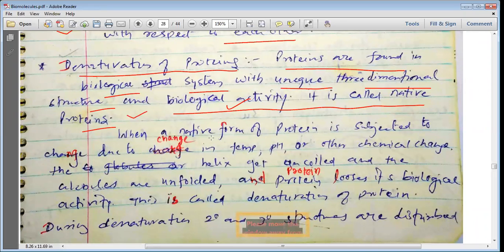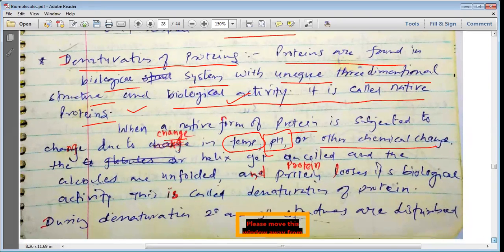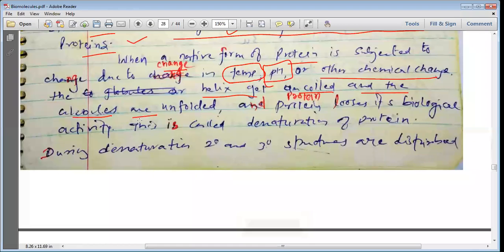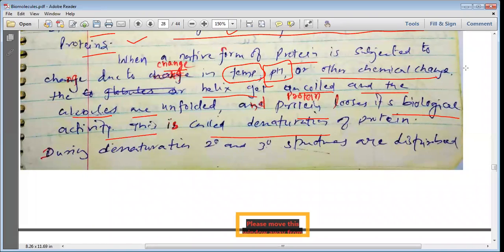When a native protein is subjected to a change in the temperature or change in the pH or some other chemical changes, the helix gets uncoiled, unfolded and unopened, and the protein loses its biological activity. This is called denaturation of proteins.